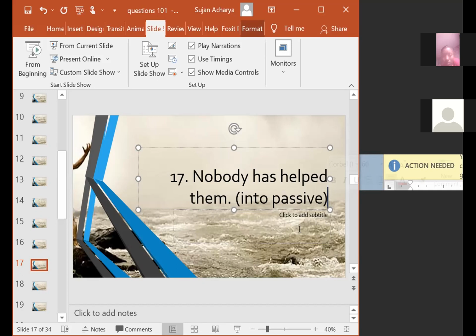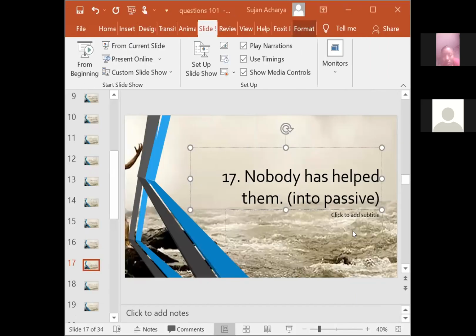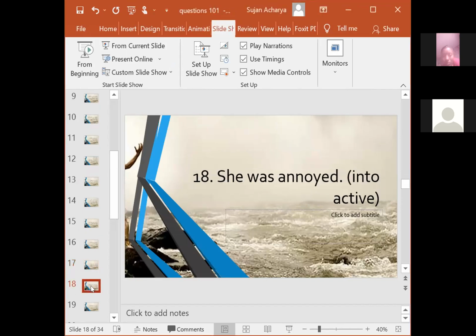Okay, nobody has helped them. They have not been helped. Now, number 18. She was annoyed into active. They, and now we have to supply the subject on our own, the actor, the doer on our own. She was annoyed. They annoyed her. Look at the tense. She was annoyed into past. So they annoyed her. So somebody पनि लेख्न मिल्छ, she was annoyed somebody.